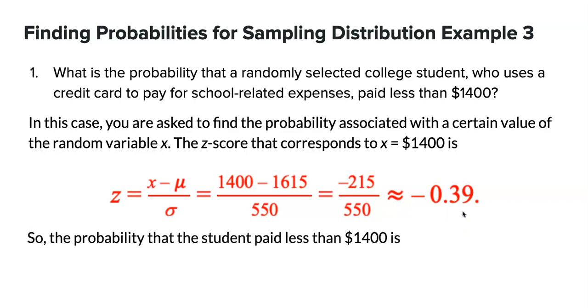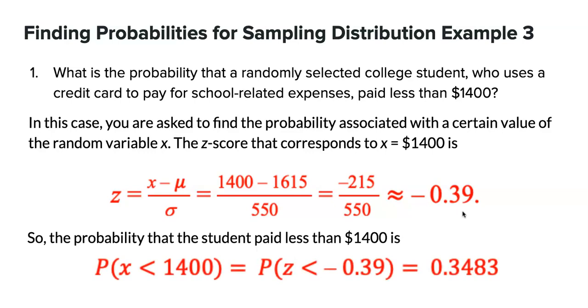So if you find the area to the left of that z-score on the standard normal table, you will see that area is approximately 0.3483. And you do know how to read that on that table. So I'm just going to kind of go on.